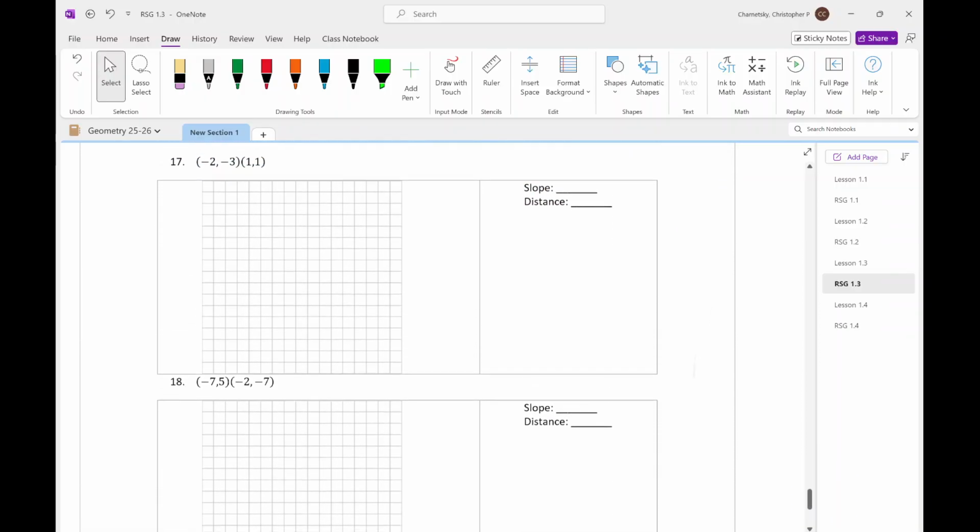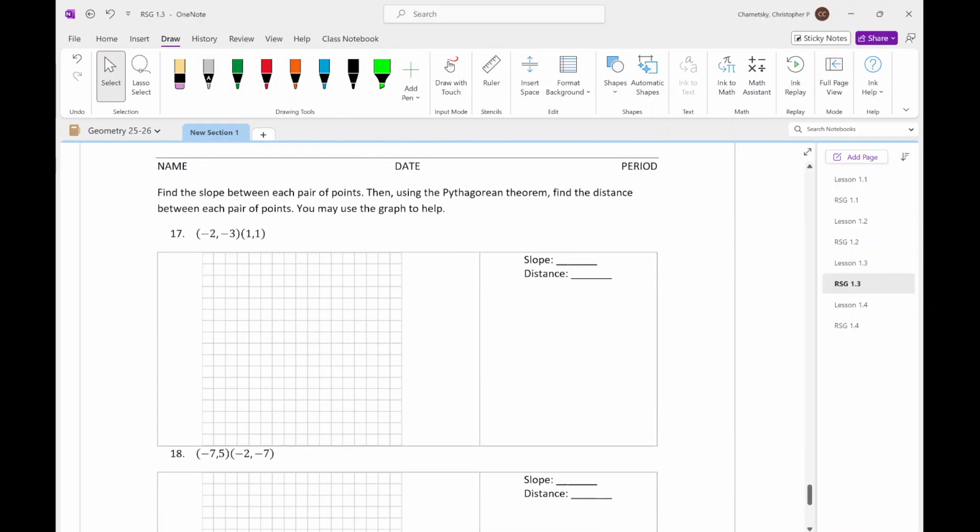And then our last questions here. Find the slope between each pair of points, and then use Pythagorean theorem to find the distance between each pair of points. You may use the graph to help. Okay, so let's draw some axes on this first one. And our points are going to be 1, 1, so right there, and -2, -3, right there.